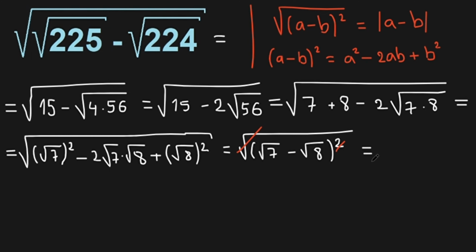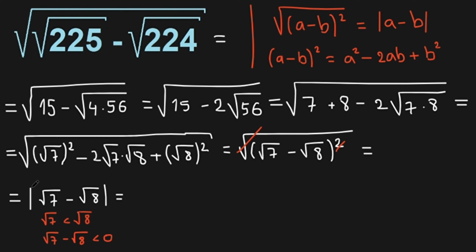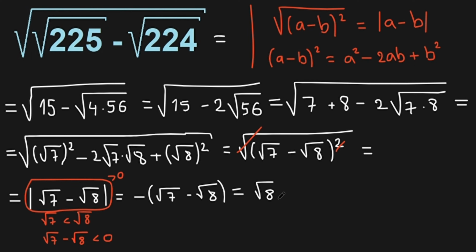From our first formula, we have the absolute value of square root of 7 minus square root of 8. But we know that square root of 7 is smaller than square root of 8, so square root of 7 minus square root of 8 is smaller than 0. But the absolute value of it is larger than 0. So we need to put a minus in front of brackets, and we have minus (square root of 7 minus square root of 8), which is equal to square root of 8 minus square root of 7. And this is our answer.